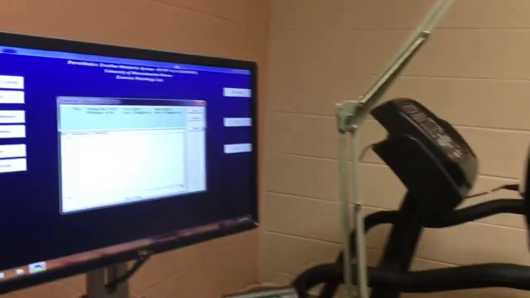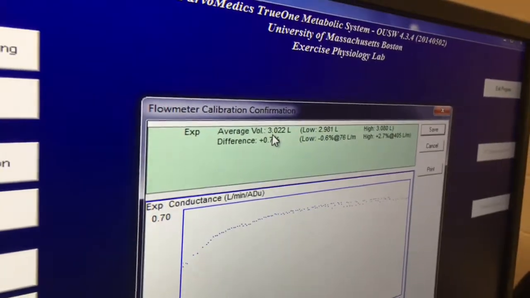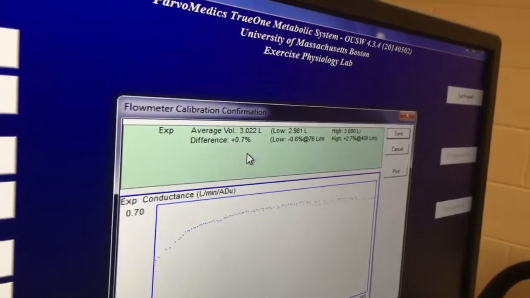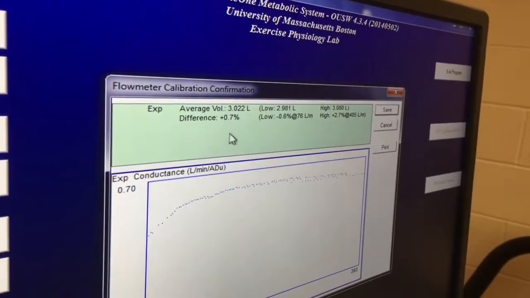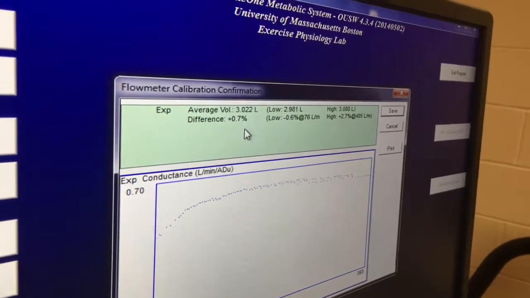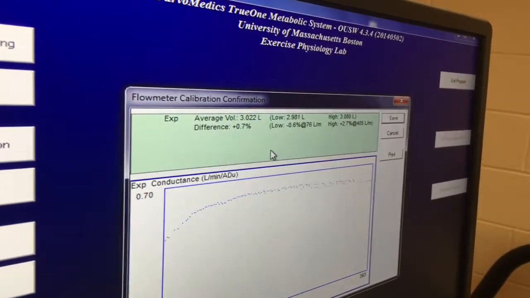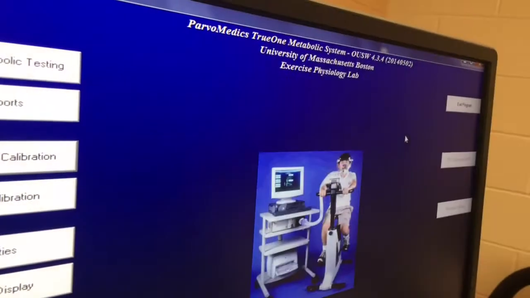So the calibration ended. The average was 3.022 liters, again, it's 3 liters. My low was 2.981 liters and my high was 3.08. That's still within 1%, and you want to shoot again for under 3% when you're doing that, so this would be acceptable. We would hit save, and that would be the end of the two-part calibration for the gas and the flow meter. Thanks.